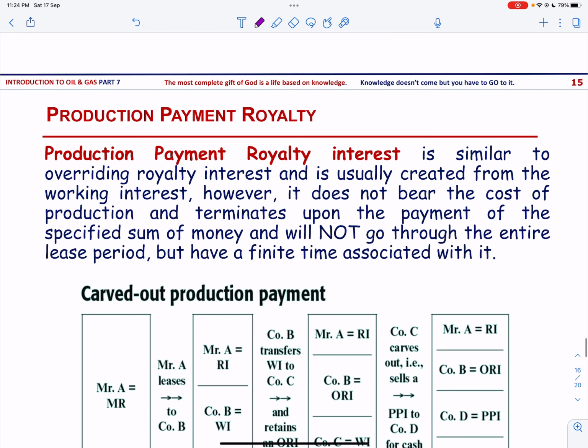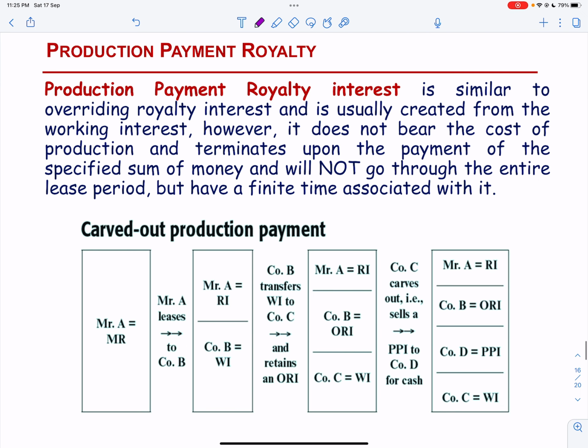Next, let us talk about production payment royalty interest. It is similar to overriding royalty interest and is usually created from the working interest. However, it does not bear the cost of production. So the difference between the production payment and overriding royalty interest is that the production payment terminates upon the payment of a specified sum of money and will not go through the entire lease period but has a finite time associated with it.